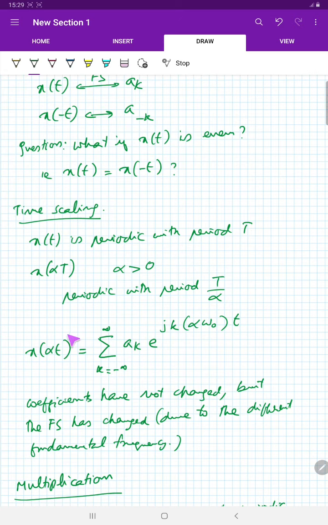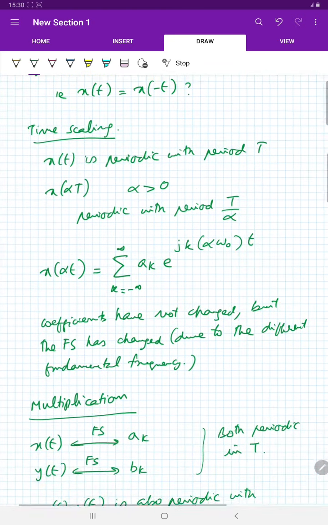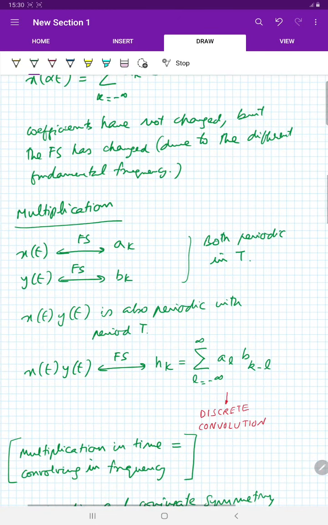So if a_k are the Fourier series coefficients for x(t), x(αt) will have the Fourier series coefficients a_k. The same a_k's remain, except that now the fundamental period has changed. Now the fundamental frequency is αω₀, because the period has changed.